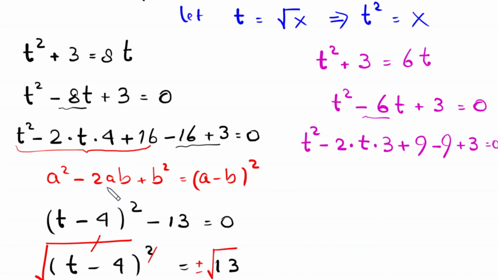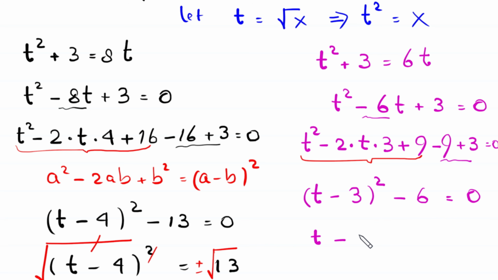By using this algebraic identity, a squared minus 2ab plus b squared equal to a minus b whole squared, this t squared minus 2 times t times 3 plus 3 squared will become t minus 3 whole squared, and negative 9 plus 3 will become negative 6 equal to 0. Move this negative 6 to the right hand side. This will become t minus 3 whole squared equal to 6.